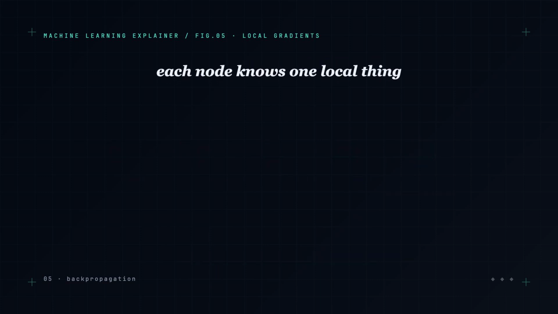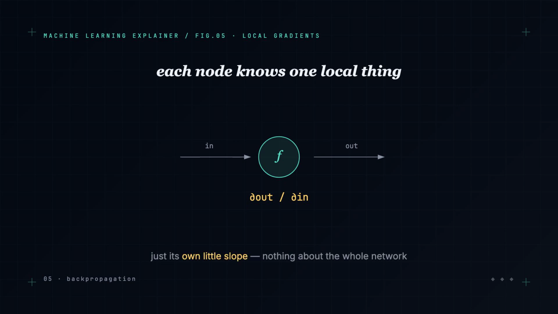The reason this works is that every node knows one simple local thing: how its own output changes when its input changes, just its own little slope. A neuron doesn't need to understand the whole network. It only needs its local gradient, the derivative of its own operation. Each node minds its own business.